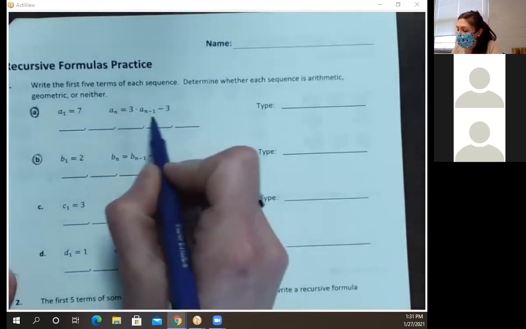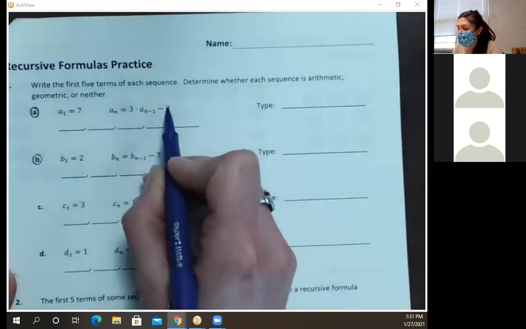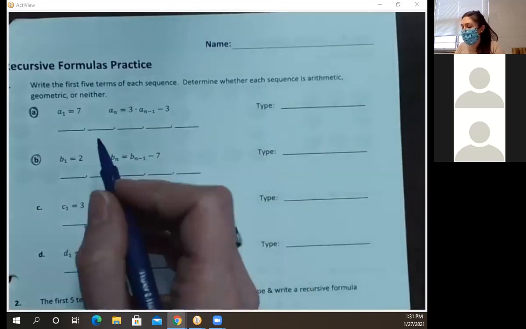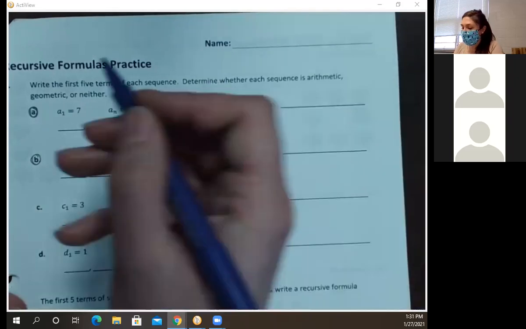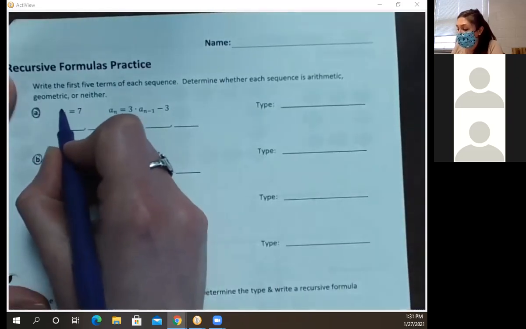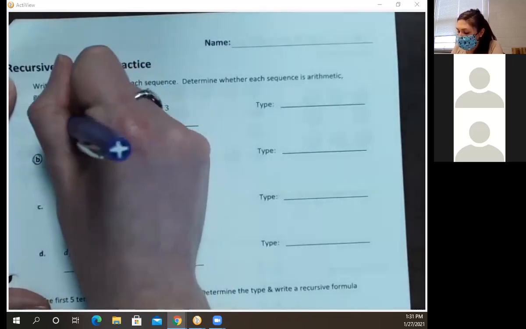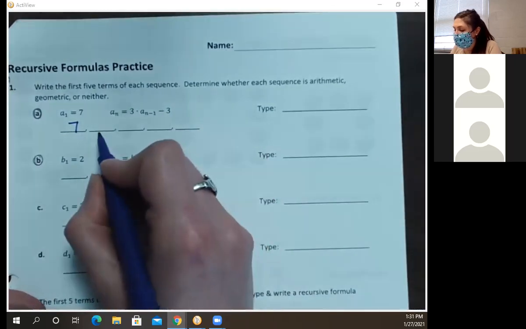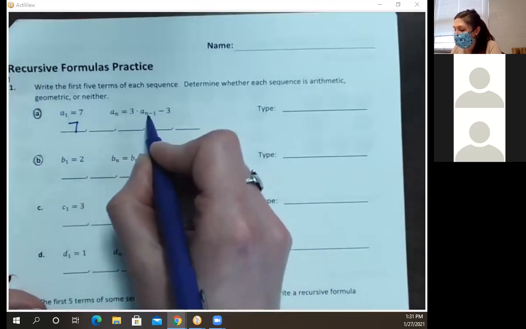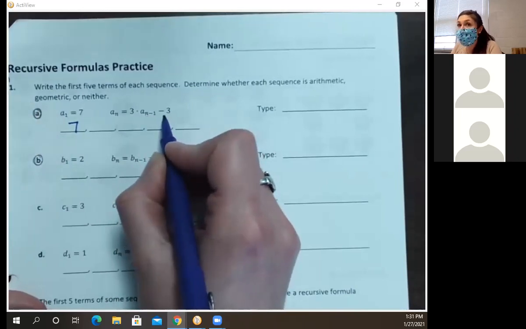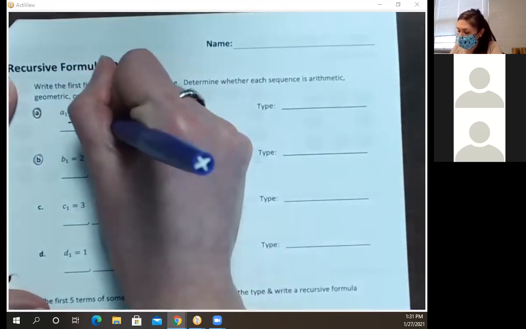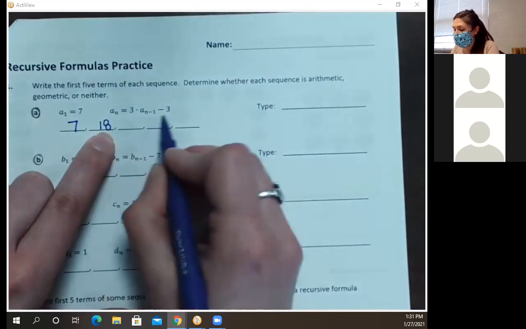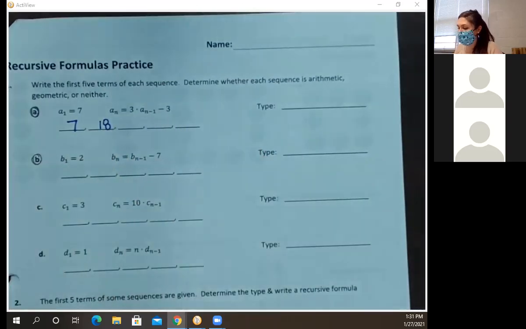This time, you're given that recursive formula and one of the terms. I want you to tell me the type, which you did before, and then you're going to fill in that sequence for me. So remember our notation here, a sub 1 means the first term in the sequence is 7. So my sequence starts with 7. And then my recursive formula is telling me to find the next term, take 3 times the last term, so 3 times 7, that's 21, and then subtract 3. So 21 minus 3 would be 18. To find that next term, I would take 3 times 18 and subtract 3, and I would continue that.